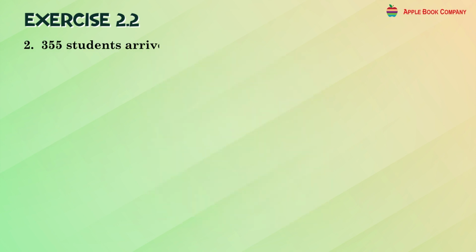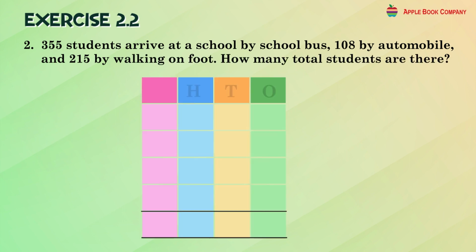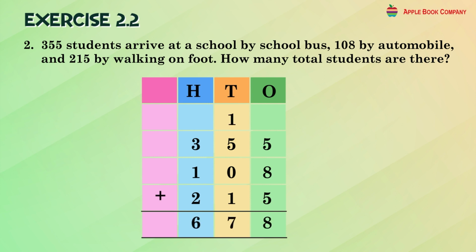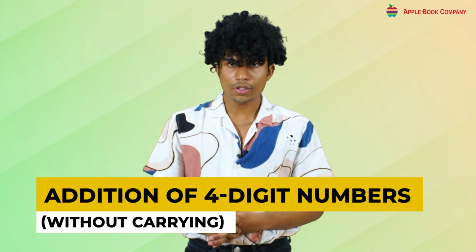If 355 students arrive at a school by school bus and 108 by automobile and 215 by walking on foot, how many total students are there? So we have to add 355 plus 108 plus 215, the total of which is 678. Because in the ones place, we've added 5 plus 5 plus 8, which gives us 18. We've written 8 at the bottom and carried 1 to the top in the tens. Now 1 plus 5 plus 1 gives us 7. 3 plus 1 plus 2 in the hundreds gives us 6. So the total number of students that come to the school are 678.